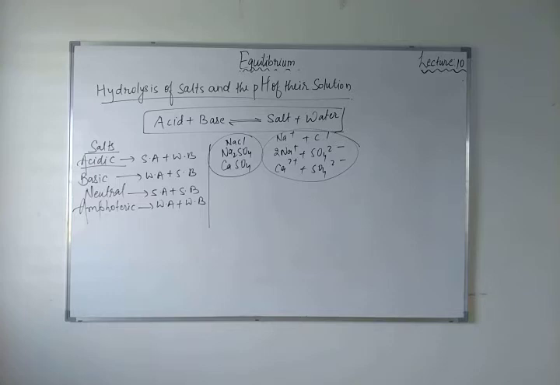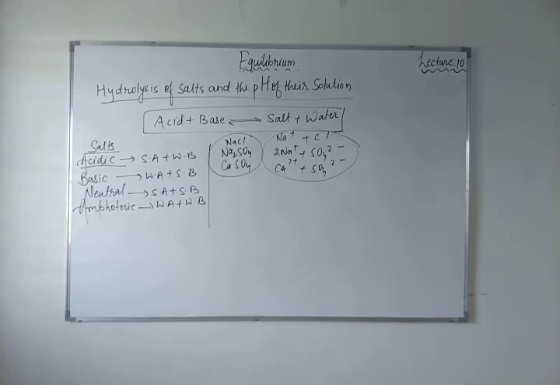Now if I talk about the pH of the solution getting affected by this interaction, the cations of the strong bases and the anions of the strong acid simply get hydrated but do not hydrolyze. Therefore the solution of the salt formed from the strong acid and bases are neutral. Their pH is 7. However, other categories of the salt do undergo hydrolysis.